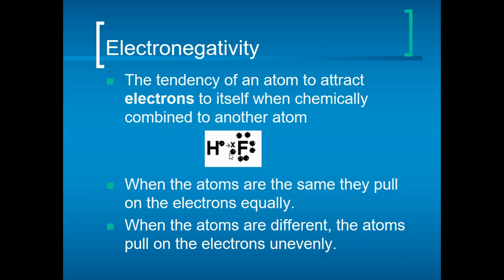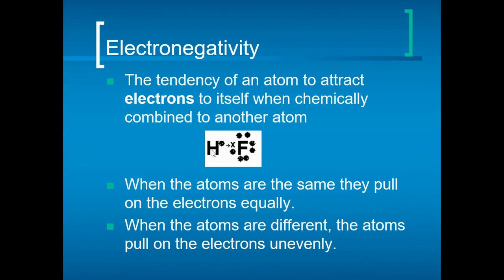It pulls an electron towards itself when chemically combined to another atom. Okay? If you had 2 atoms that are the same, trying to bond, trying to reach this agreement, like if you had 2 fluorines connecting to each other, then they're gonna pull equally on each because it's the same atom. But when the atoms are different, that pull is uneven because each atom has a different electronegativity.